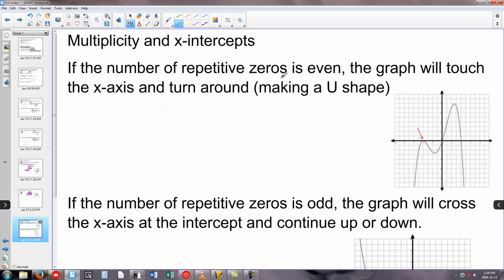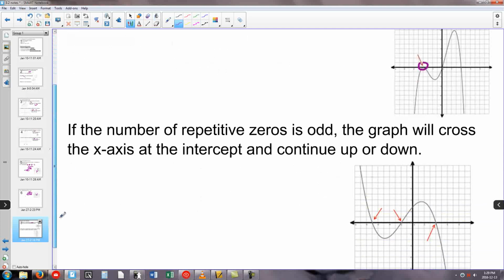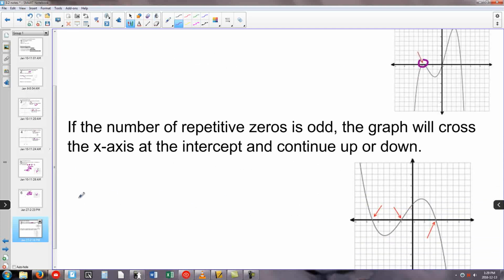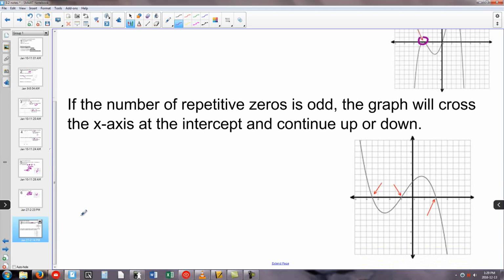If a repetitive 0 is reused an even number of times, then it's a touch and turn. Okay. If it's an odd number, then we're just going to go straight through. Hopefully that's enough to kind of get you through this process of how do we graph these, how do we find the zeros, and we'll go through this more in different approaches as we go through the rest of the chapter.